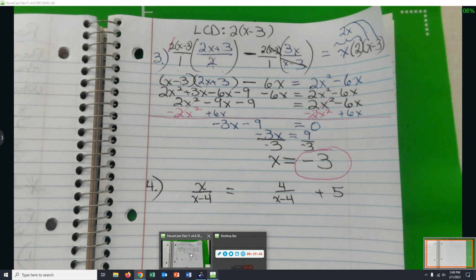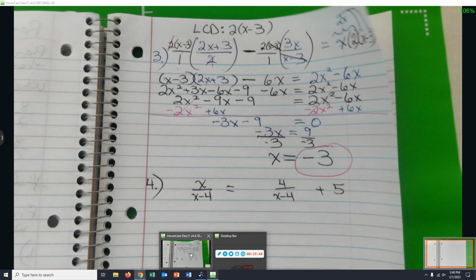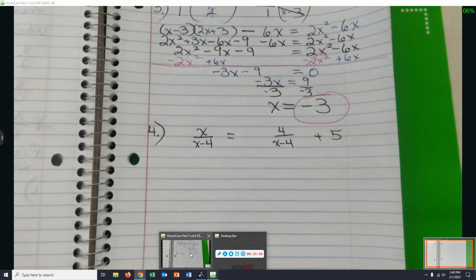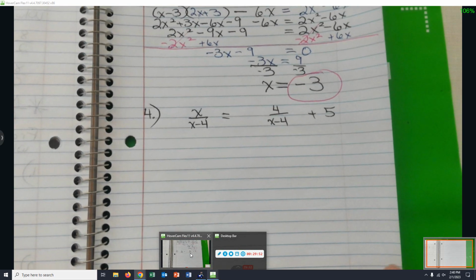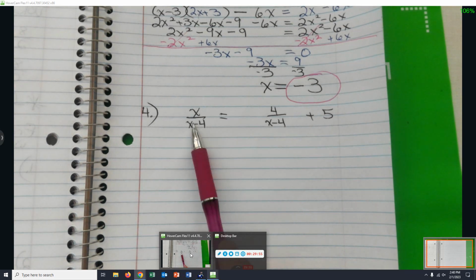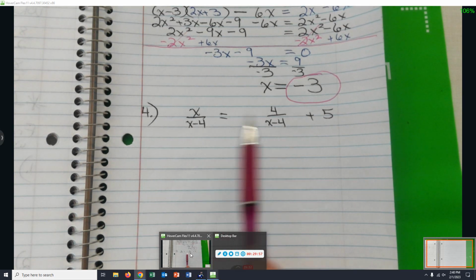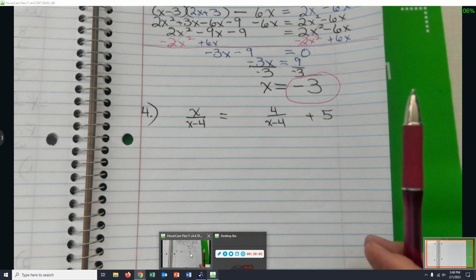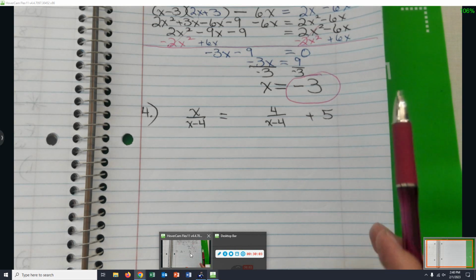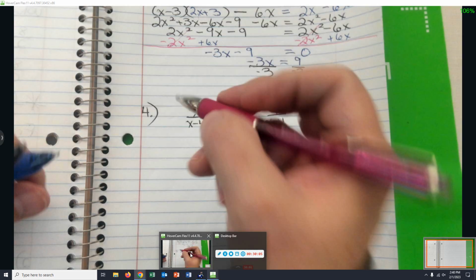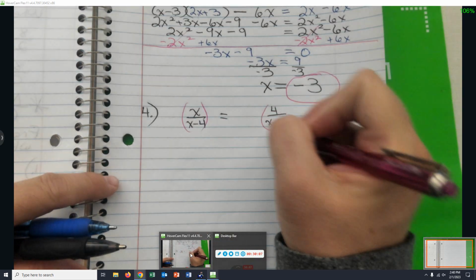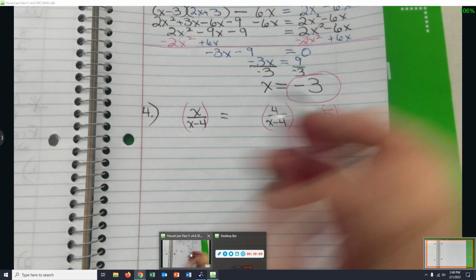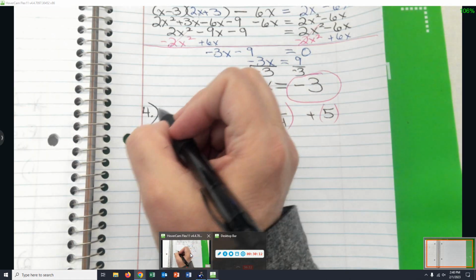Now looking at number 4. What are we going to multiply 3 by to eliminate those fractions? There's only one, well, it appears twice. The denominator appears twice, but I claim there's only one denominator. What is it? X minus 4, that's what you're going to multiply by. Multiply through by x minus 4.